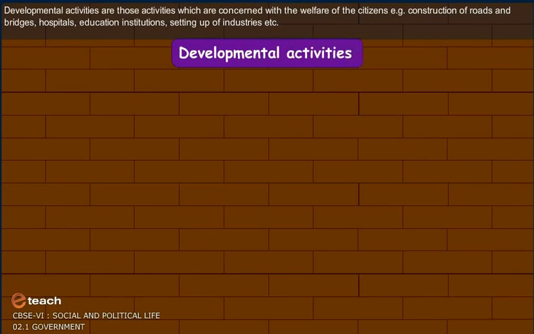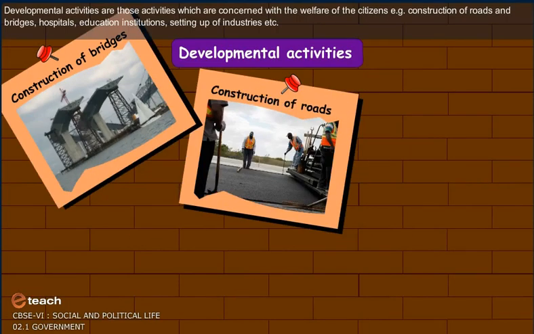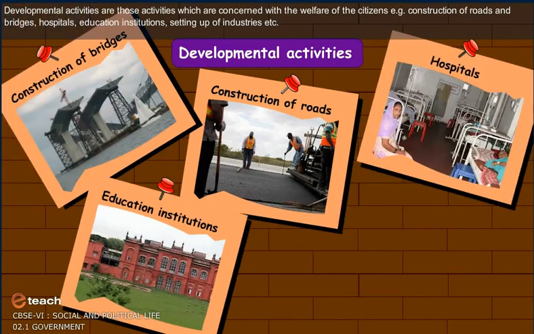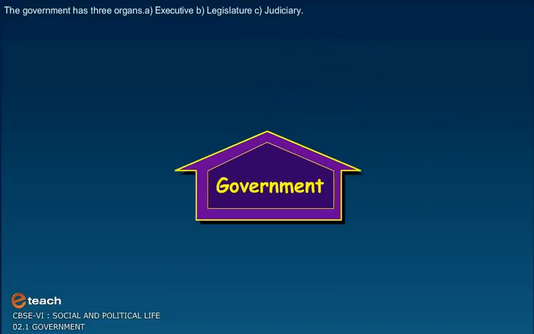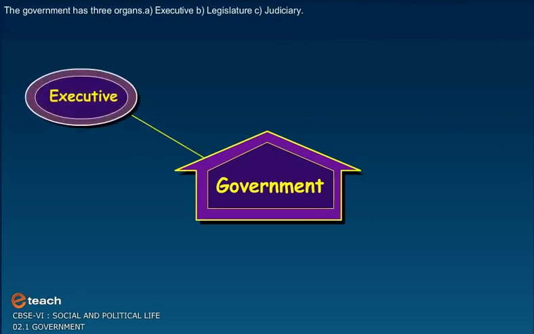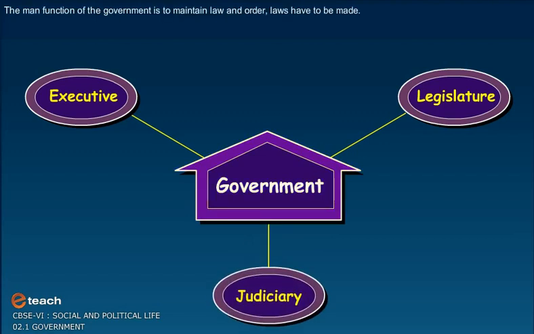Developmental activities are those activities which are concerned with the welfare of the citizens. For example, construction of roads and bridges, hospitals, education institutions, setting up of industries, etc. The government has three organs. A. Executive, B. Legislature, and C. Judiciary.